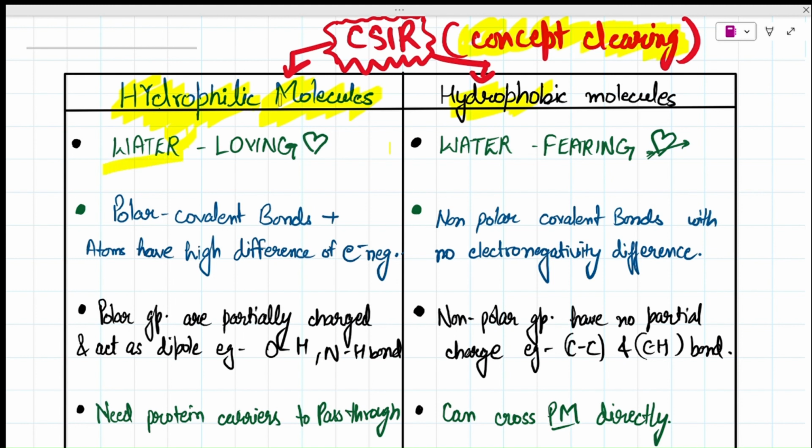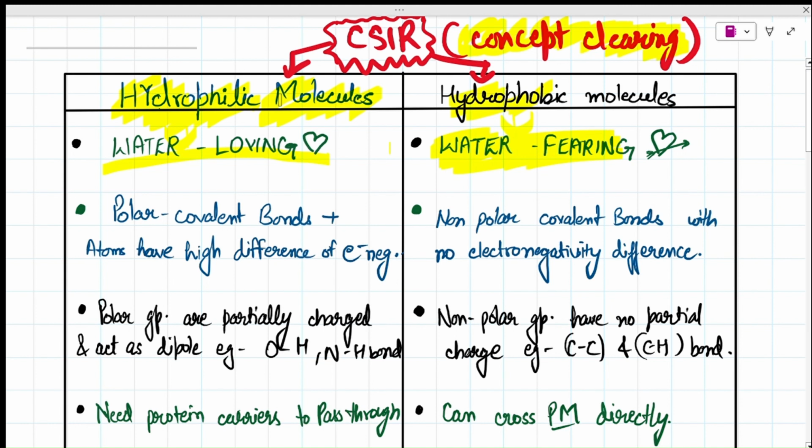Hydrophilic molecules are those molecules which love water, meaning they can dissolve in water and attach themselves to it. Okay. The second is hydrophobic, meaning they fear water. They will never dissolve in water, but still they can aggregate with each other if we place them inside the water.